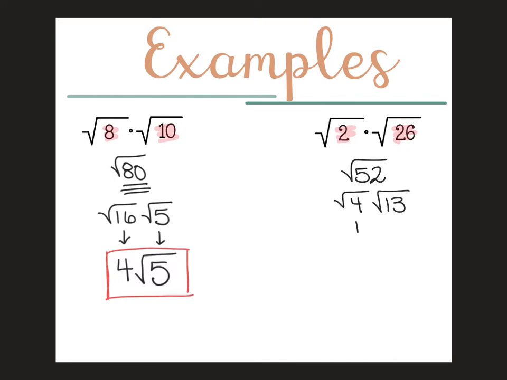Square root of 4 is actually just 2. And then you carry this down. You would want to double check, is there a perfect square you can divide 13 by? And there is not. So it would just be 2 square root of 13.